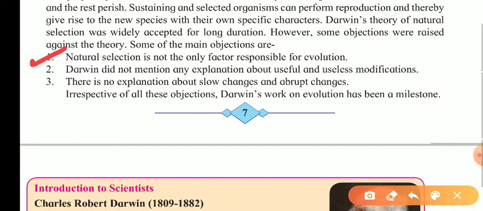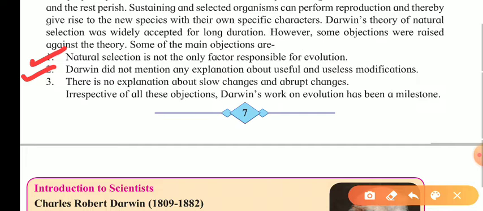It's not only survival; many things, their need, is also another important factor of evolution. The next objection they mentioned is that Darwin did not give any explanation about useful and useless modifications. Darwin only gave natural selection. His theory never explained the useful and useless modifications in the process of evolution.